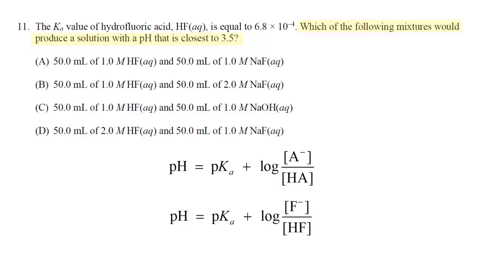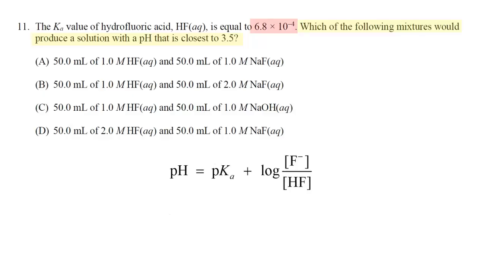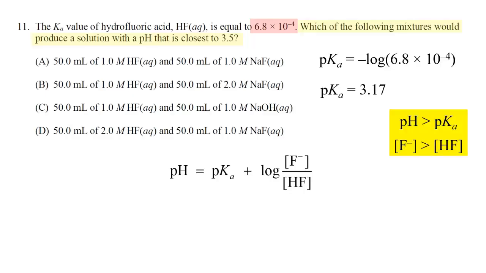Now what I'm going to do is take the negative log of the Ka so I can calculate the pKa. The negative log of 6.8 times 10 to the negative 4 works out to be 3.17. But it says, which of the following mixtures would produce a solution with a pH that is closest to 3.5? Not 3.17, 3.5. And since the pH that we are looking for is greater than the pKa, this tells me that we need more of the conjugate base, F minus, than the weak acid HF.